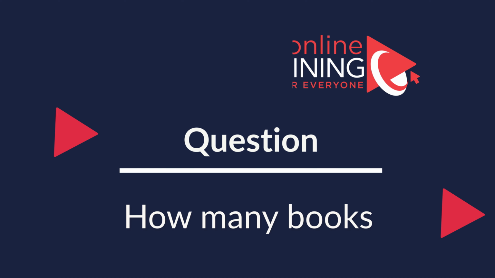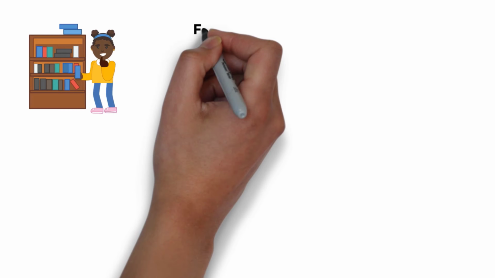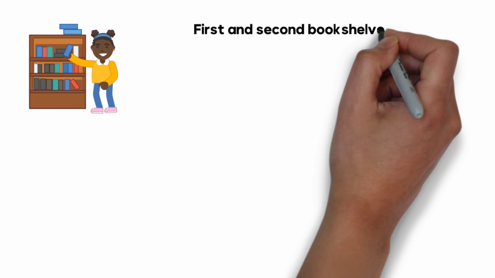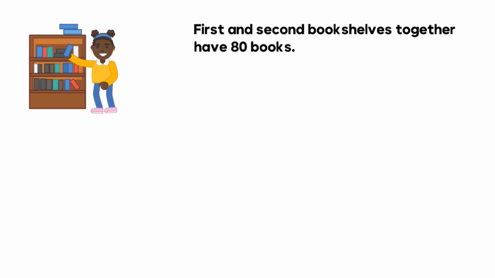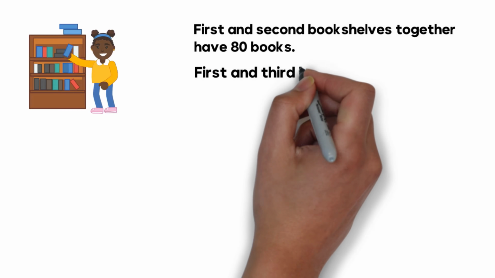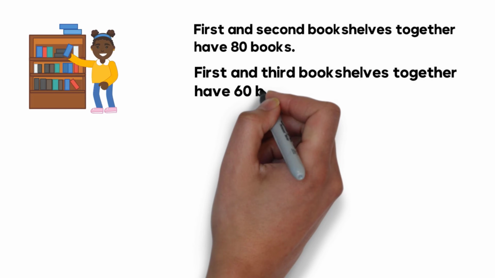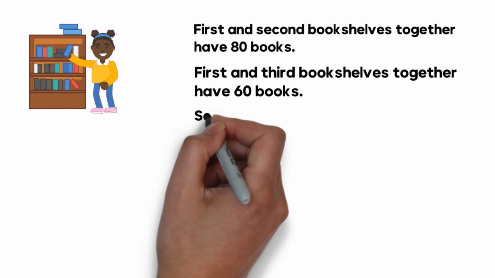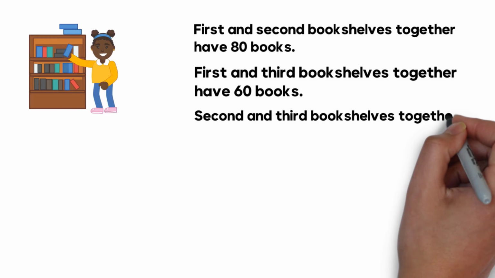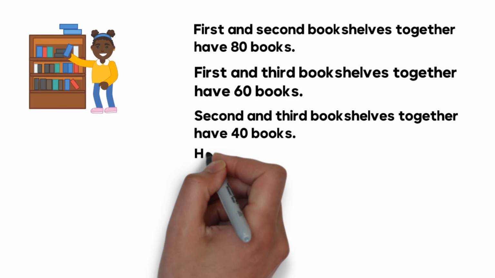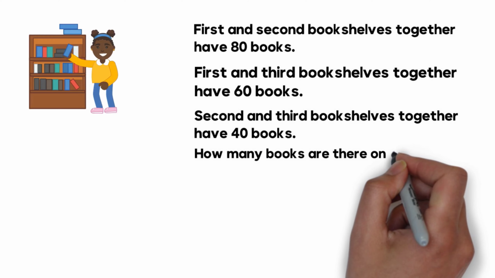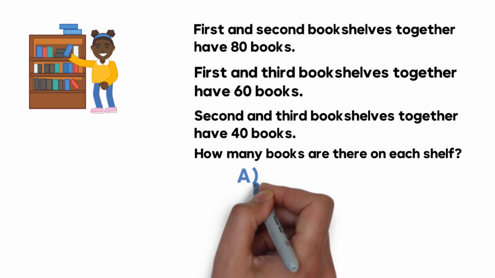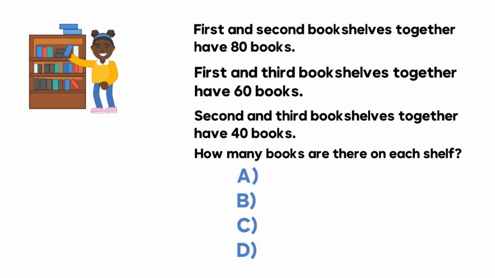Here's a very interesting problem which tests not just your math skills, but also your cognitive ability skills. First and second bookshelves together have 80 books. First and third bookshelves together have 60 books. Second and third bookshelves together have 40 books. How many books are on each shelf? You have 4 different choices.